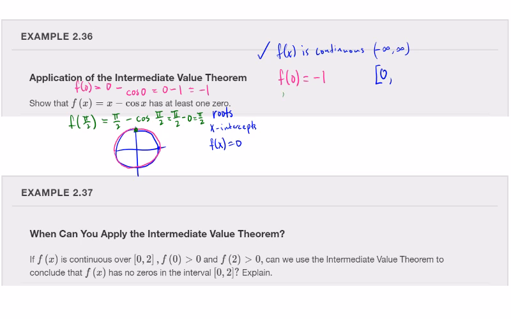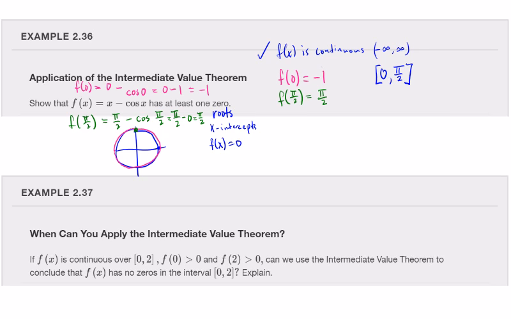Okay, so what I just found is f of pi over 2 is equal to pi over 2. All right, so I'm just going to put in pi over 2 as my right endpoint. Okay, so from 0 to pi over 2, since I go from negative 1 to pi over 2, there has to be a value somewhere in here.